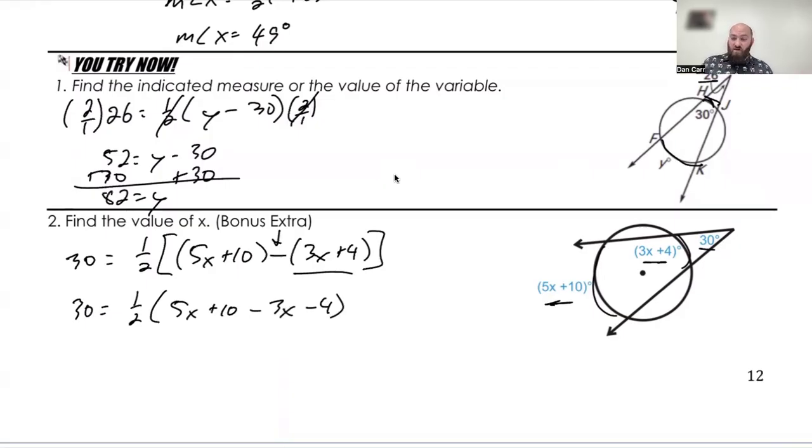From here, everything else is going to be just algebra. Combine like terms here, combine those like terms, and you're going to work it through and solve for x. But the key here is this step right here. If you are subtracting the entire arc, it's going to be the opposite of both those items. So it's a negative 3x and a negative 4. And that's actually it for 7.3.